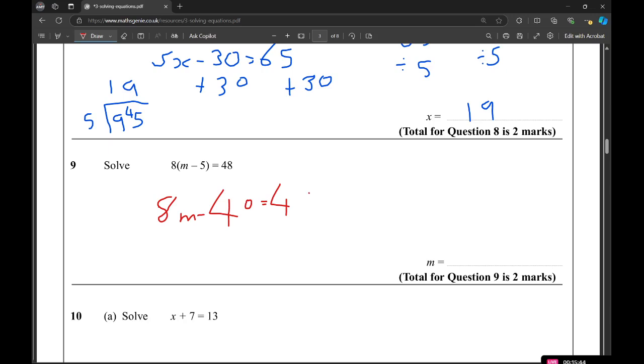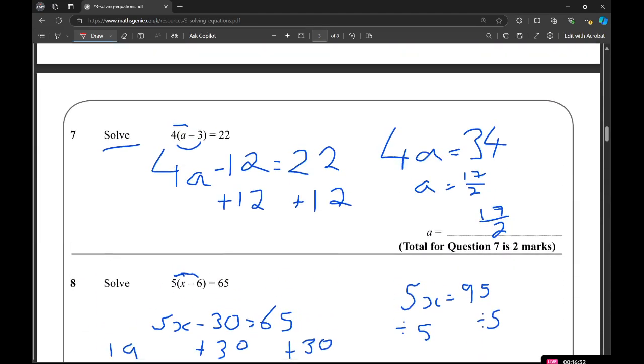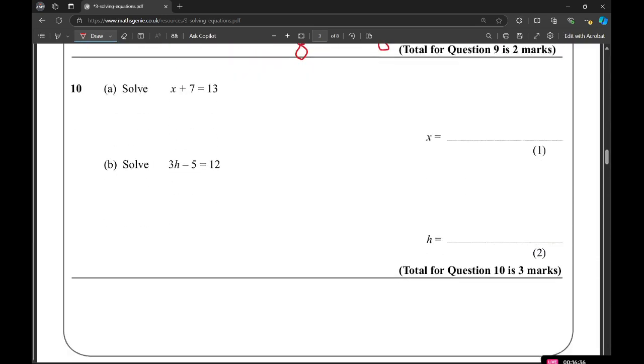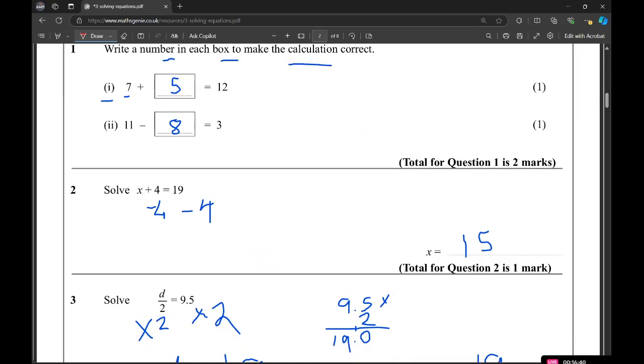Add 40 to both sides and then divide by 8. We have m is equal to 48 plus 40 all over 8. So that will be 88 eighths, so 88 over 8. So 88 divided by 8 is 11. So that is solving the equation with brackets, and that can appear on higher and foundation. Questions 7, 8, and 9 can appear on higher and foundation. Questions 1 to 6, I would say, are foundation only.